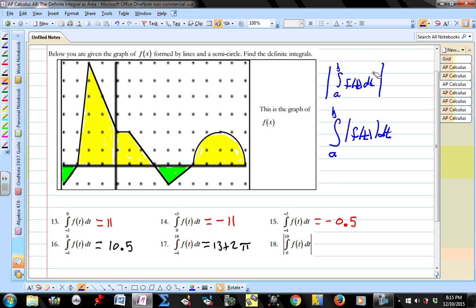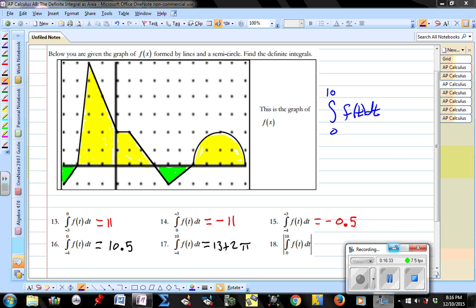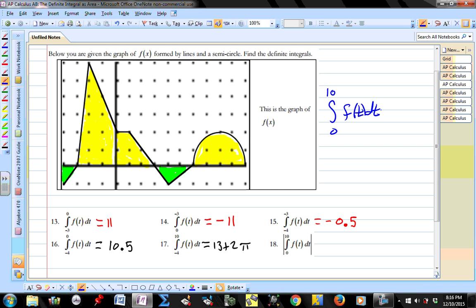So number 18, they want us to take an integral and then take the absolute value of that integral. So let's first find the integral from 0 to 10, and whatever answer we get, we'll take the absolute value of it. So the integral from 0 to 10 is 2.5 plus 2 pi.